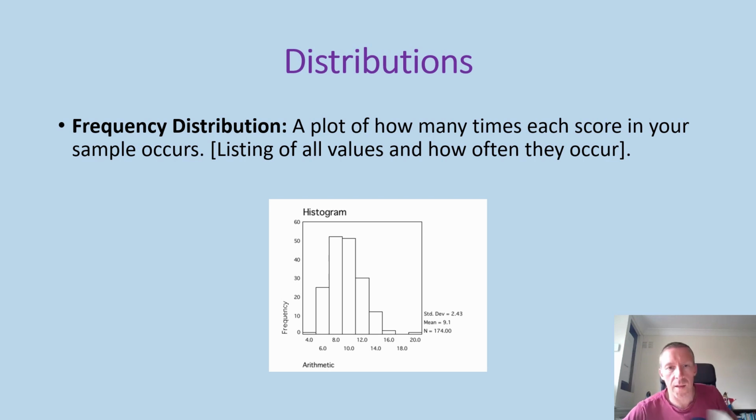Here I've just put the histogram we looked at earlier in relation to arithmetic scores and frequency. That was a frequency distribution, essentially, for that particular variable. There are mathematical formulas for converting a frequency distribution to a probability distribution.